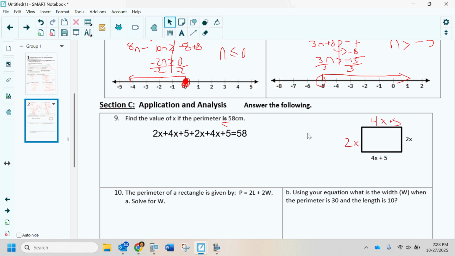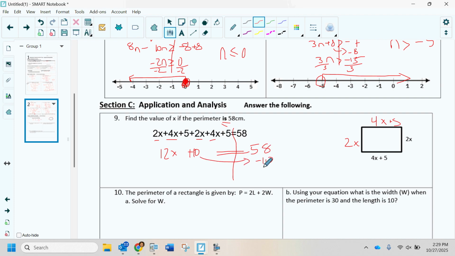So this is our equation that we set up, and now we can just solve it like a regular math problem, right? So we draw a river, combine our like terms. We have a bunch of x's, so 2 plus 4 is 6, plus 2 more is 8, plus 4 more is 12 x's. We have 5 and 5 is 10. That's equal to 58. Move the 10 over, subtract by 10. So 12x is equal to 48. When we divide by 12, x is equal to 4.